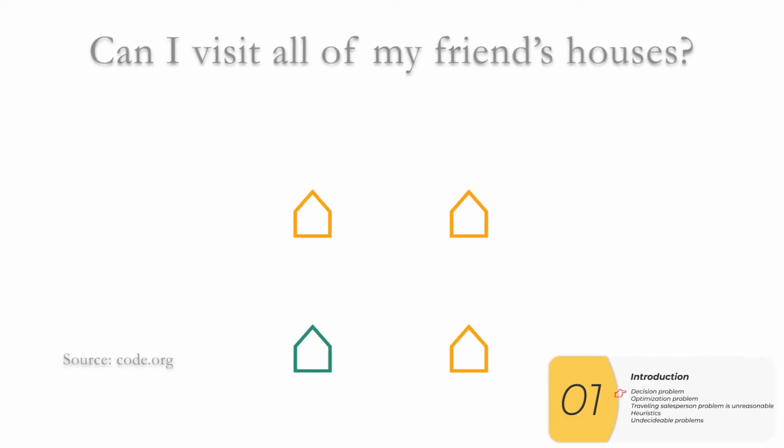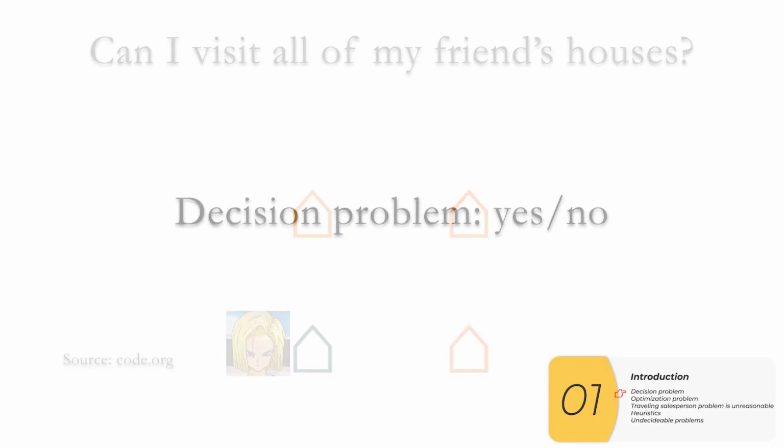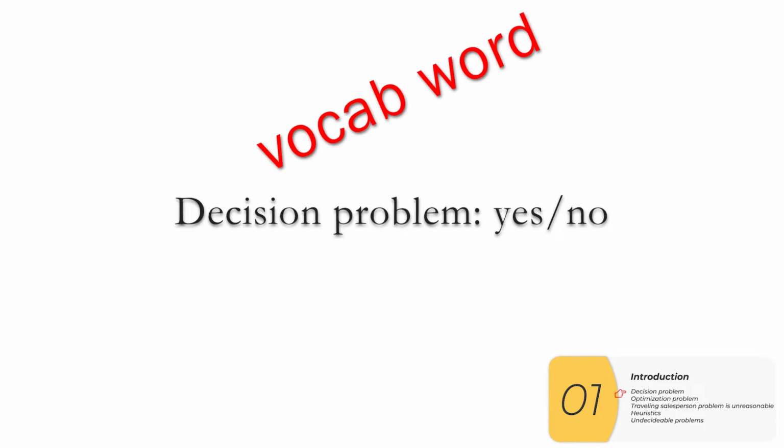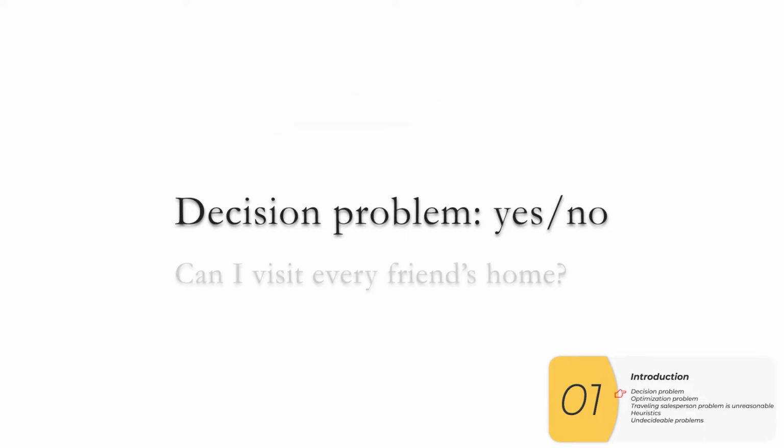So I'll start out with a slide from code.org and ask the question, can I visit all of my friends' houses? And the answer is yes. I could go right, up, left, and back down. So this is an example of a decision problem. Decision problems are yes/no problems. And this is a vocab term on the AP CSP exam. So in this case, the question is, can I visit every friend's house? And the answer is yes. Yes, I can. Again, this yes or no question is a decision problem.